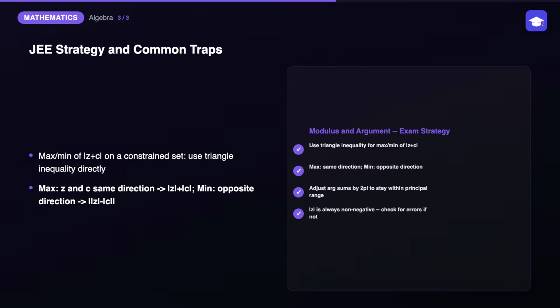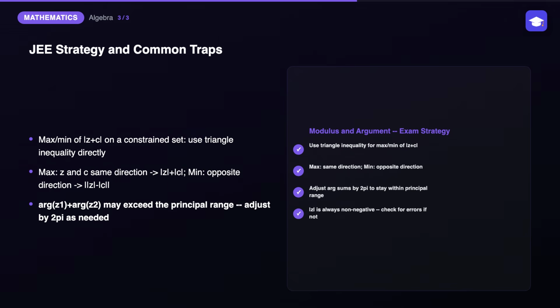A frequently tested trap involves remembering that the argument addition property, arg z1 plus arg z2 equals arg of z1 z2, holds only up to adding or subtracting 2 pi. Simply adding the two individual principal arguments directly can produce a result outside the principal range, negative pi to positive pi, requiring you to add or subtract 2 pi to correctly bring it back into range.